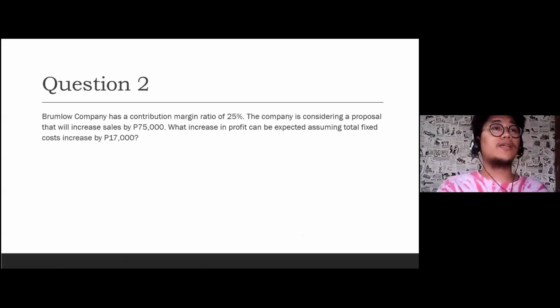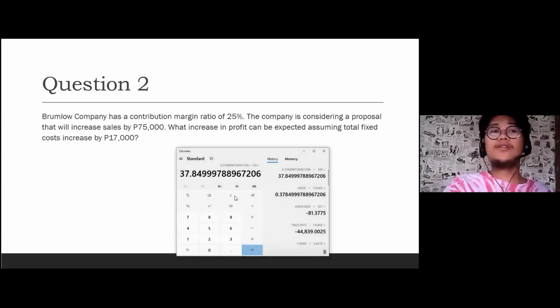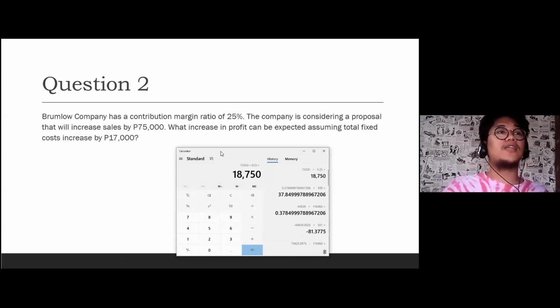Very good, no? It's 1,750 pesos. So, paano natin kinumpute yun? The increase in sales, no, guys? The increase in sales, which is your 75,000 pesos, we multiply it by the contribution margin ratio, which is your 25%, in order for us to get our contribution margin, no?